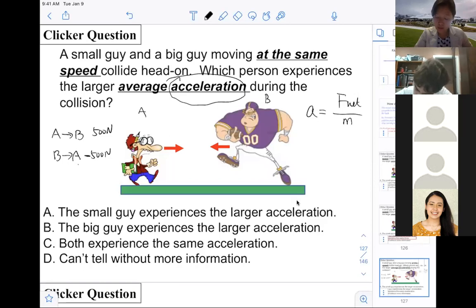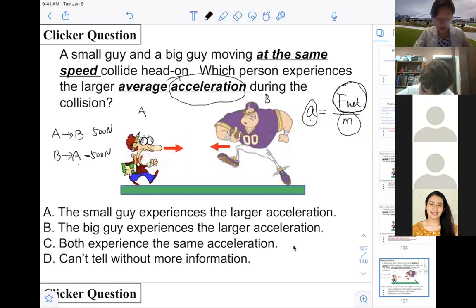We already established they both experience the same amount of force, which is the collision force in the horizontal direction. Gravity and normal force balance out, so you don't have to consider that. Now they have the same force, 500 newtons. Do they have the same acceleration? Well, that depends on whether they have the same mass. Whoever has a smaller mass is going to have a bigger acceleration, right? So in this case, which one has a smaller mass?